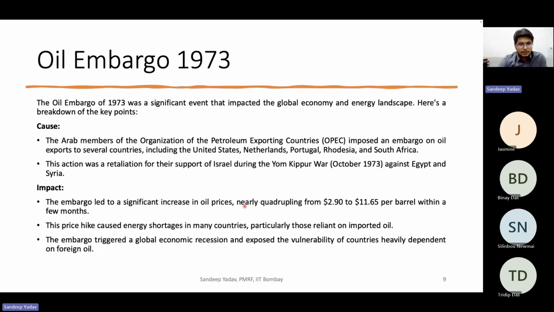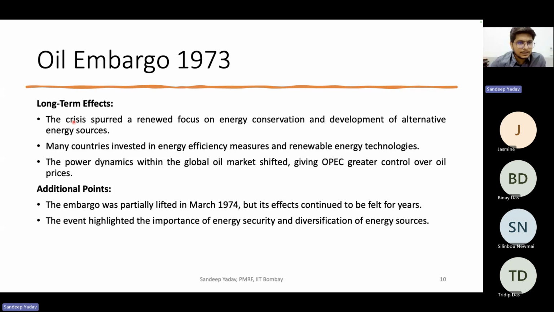And the impact of this was that oil prices increased from $2.9 to $11.65 per barrel within a month. That price hike caused an energy shortage in many countries, particularly those reliant on imported oil. The embargo triggered a global economic recession and exposed the vulnerability of countries heavily dependent on foreign oil. The long-term effect was that the crisis spurred a renewed focus on energy conservation and the deployment of alternate energy sources. Many countries invested in energy efficiency measures, and reduced their dependency on oil itself.